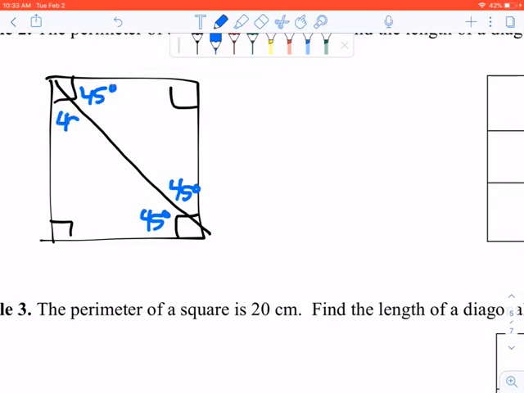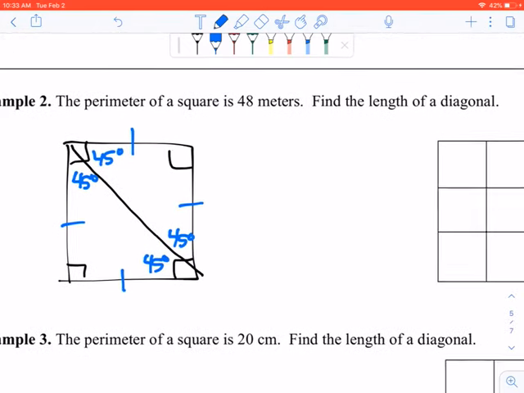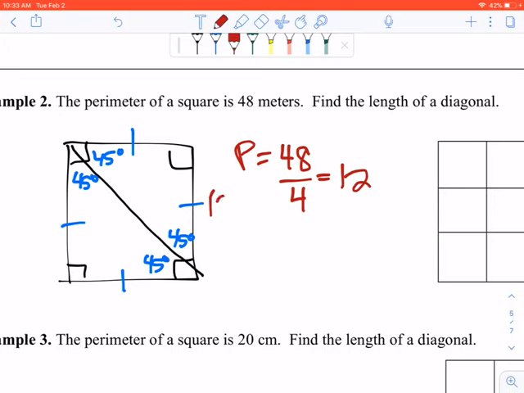So one diagonal creates two isosceles right triangles with 45-degree angles. So it's a 45, 45, 90. This one gives me the perimeter, and I need to find the diagonal. So if the perimeter is 48 and all of the sides are congruent, all I have to do is divide by the 4 sides to get each side. So each side is going to be 12.